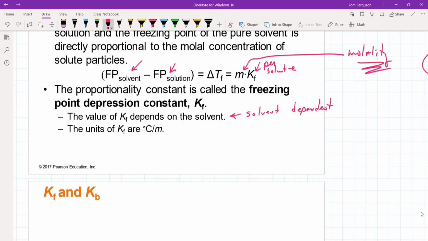Why do you think it's solvent dependent? Freezing and boiling. Yes, but why would the K value, which is the effect of either raising it or lowering it, be dependent on solvent? Especially at the concentration. Concentration, yes. Yes, but not major. That's definitely a factor.